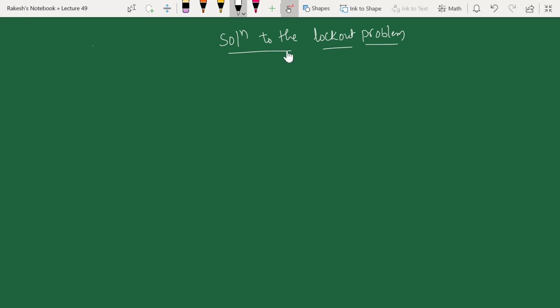Now coming to the solution to the lockout problem. First solution is you have to consider all possible states. You have to consider all possible states when you design the counter.